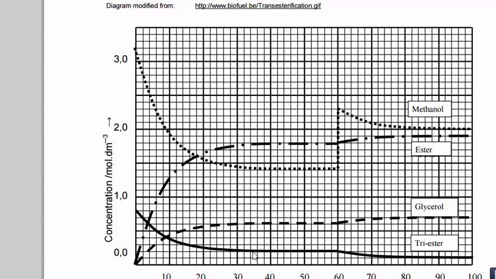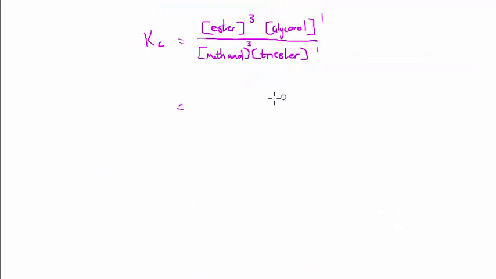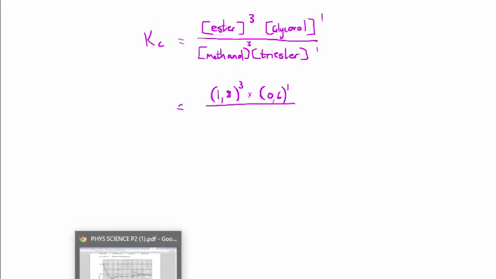So at 35 minutes, they've reached the equilibrium the first time. So for the ester, it looks at about 2. So this is 1, 2, 3, 4, 5, so it's 0.5, 6, 7, 8. 1.8 for the ester, and for glycerol it looks at about 0.6. So this is 1.8 to the power of 3 times 0.6 to the power of 1.